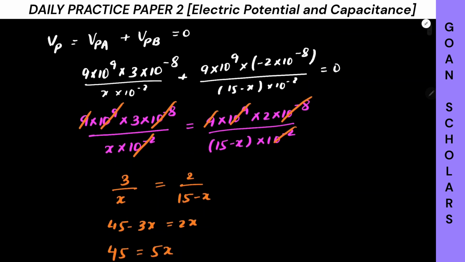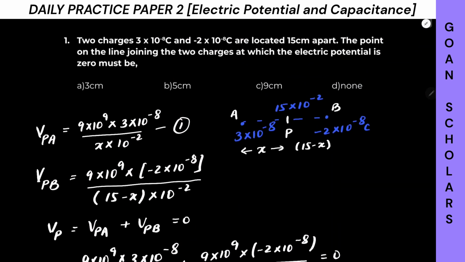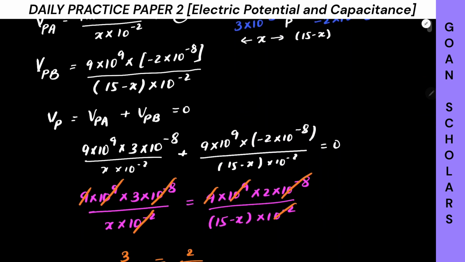At 9 centimeter, the potential is 0. Let's see if there is any option. Yes, option C is correct for question number 1. Let's move to question number 2.